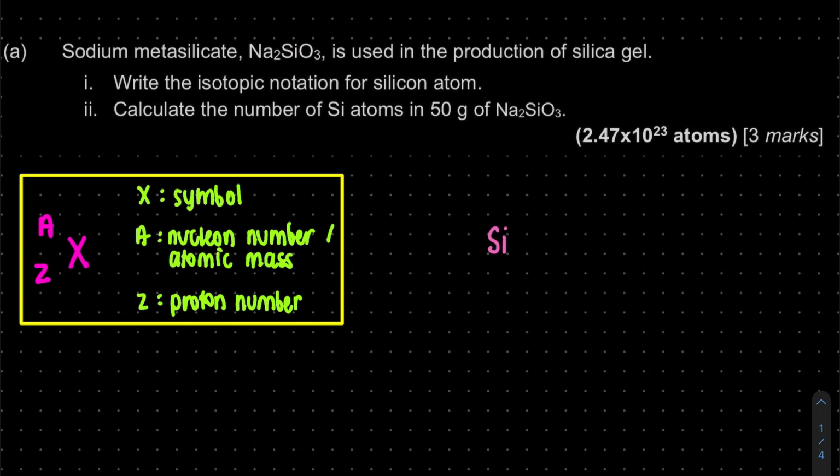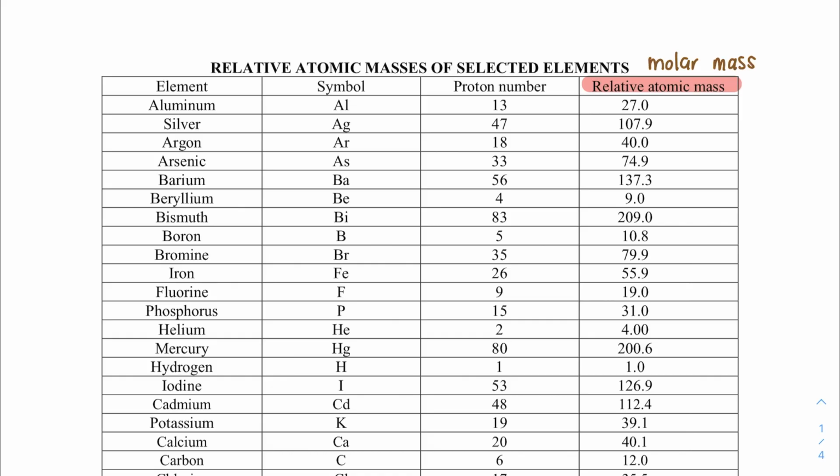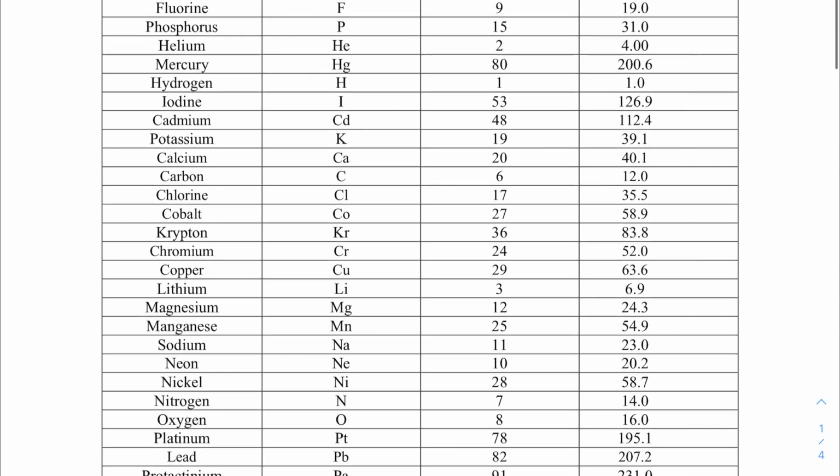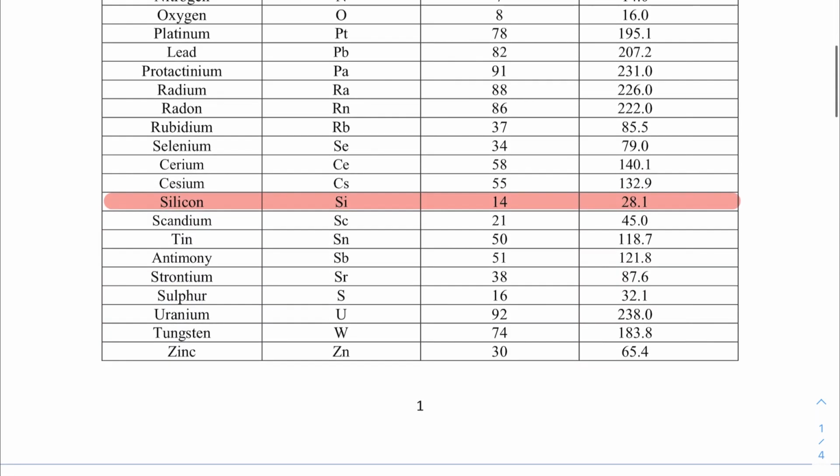This is our silicon. So what is the proton number? You don't have to memorize it. We're going to look based upon our list of constant. Here is the list of constant. We're going to find silicon, which is actually at the bottom here. The second column is our symbol. This one is our proton number, which is your Z. This one is your atomic mass or your nucleon number itself, which is your A.